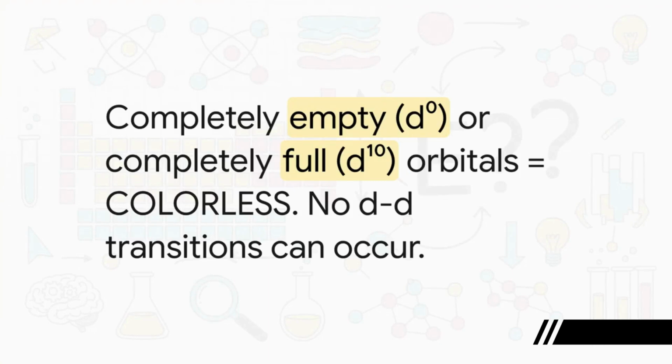And of course, right after the rule comes the trap. If that d orbital is completely empty, like d0, or completely full, like d10, well, there's no room for those electrons to jump around. No d-d transition means no color. These ions are colorless. It's as simple as that.